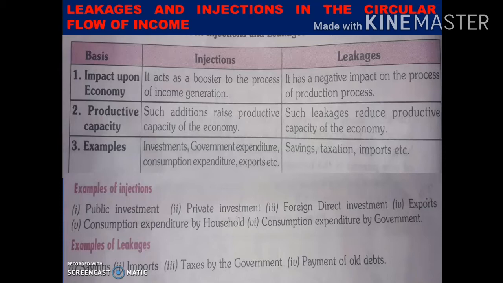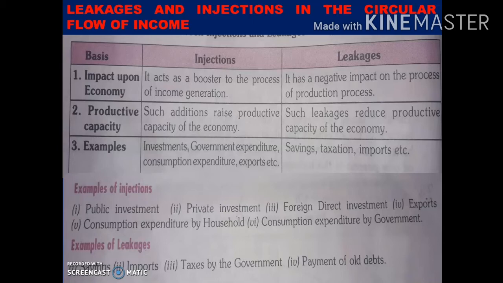What are leakages? They are what leaks out. They have a negative impact on the production process. Such leakages reduce the productive capacity of an economy.